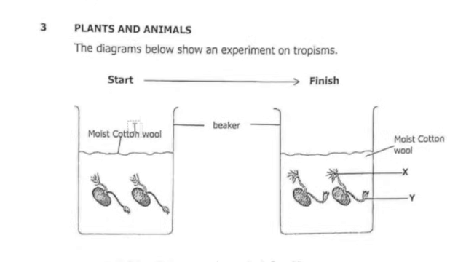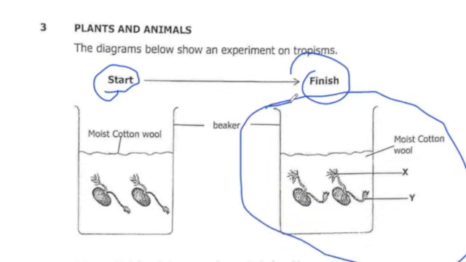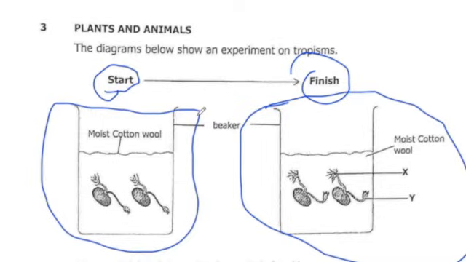Question number 3 is coming from the topic of plants and animals, and the question is as follows. The diagram below shows an experiment on tropism. Okay, so we have got the start here. I hope you are able to see we have got the start here and finish here. That means this drawing here is when the experiment came to an end, and this is the observation that was made, and this is how it started. So this one is showing how the experiment was set, and then after some time this happens. These are where the changes are.